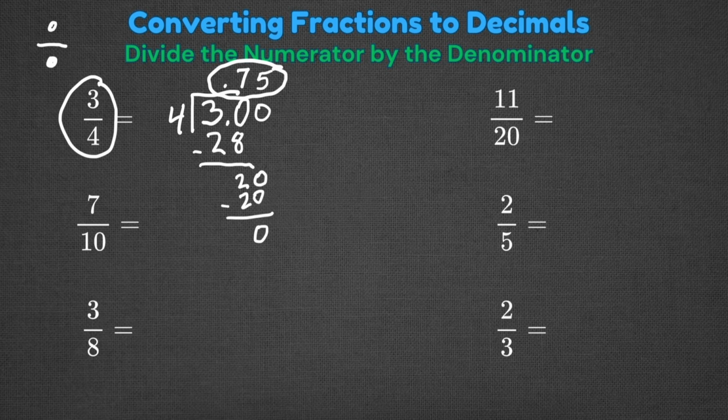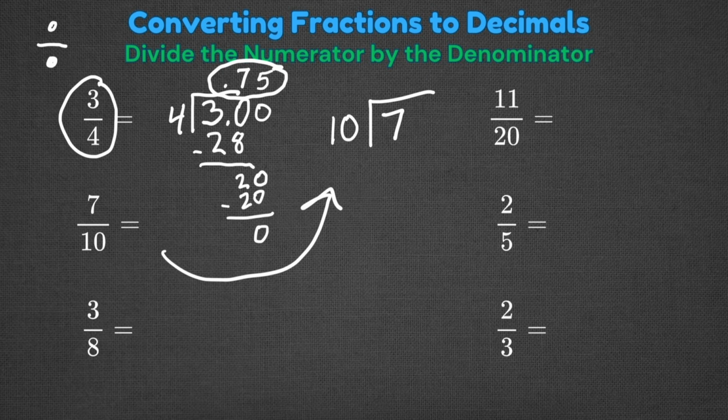All right, 7 tenths. We do the same thing. We are going to take 7 and divide it by 10. So let's do that one right over here. 7 divided by 10. 10 does not go into 7, so I'm going to put a decimal down. 10 goes into 70 7 times. Don't forget to always bring this decimal up when you're dividing. So 7 tenths as a fraction is 0.7 as a decimal.